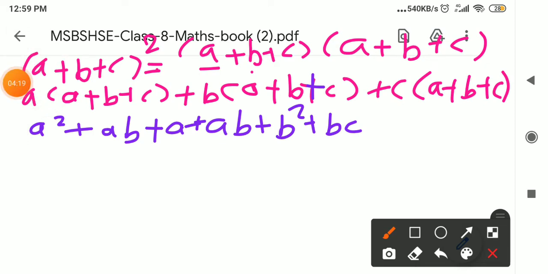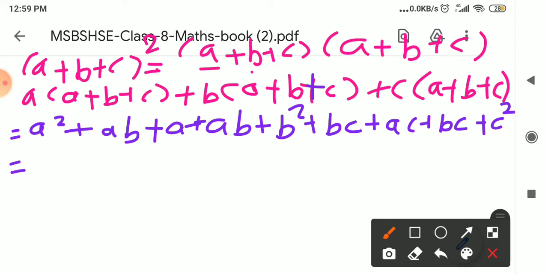Now we have completed the multiplication of b into the whole bracket. Now we will complete the third multiplication, that is c into (a + b + c). So c into a is ac, c into b is bc, and plus c into c is c². Now we will write this in standard form, means first we will write a² + b² + c².